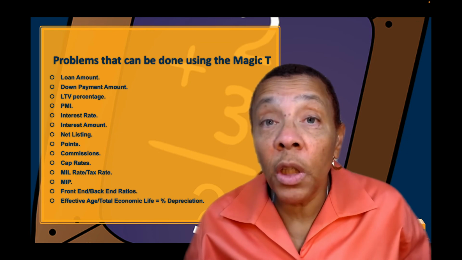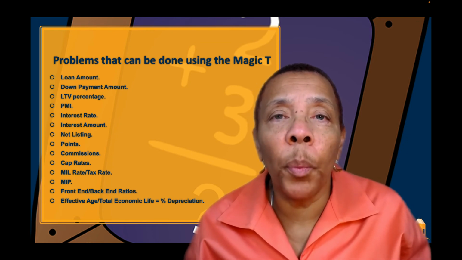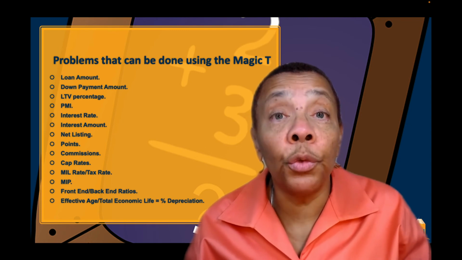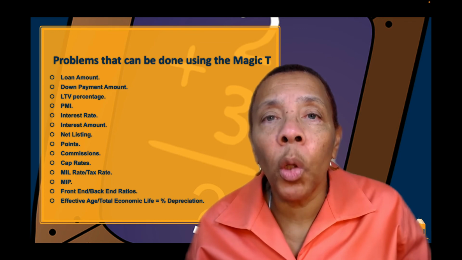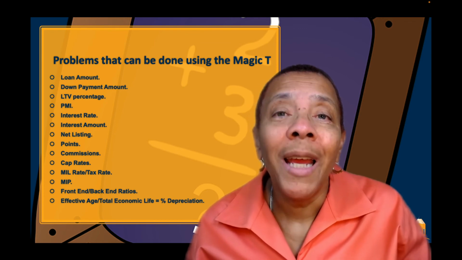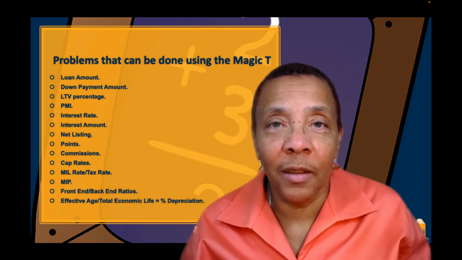Now, is it totally easy? No, not all the time, because sometimes they will put information in the problem that you do not need. And so we hope that we're able to pull out the information that we do need and then put it appropriately in the T where it is necessary.